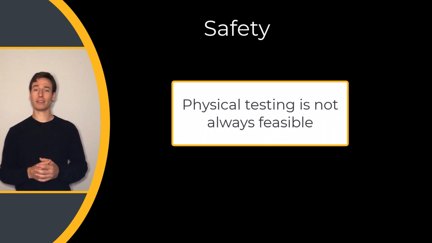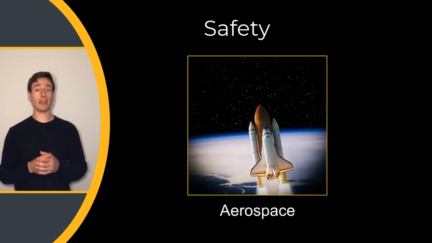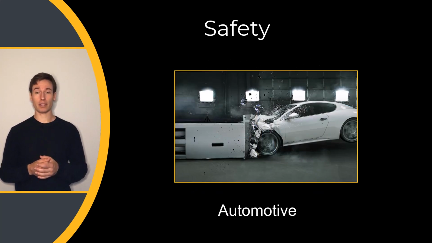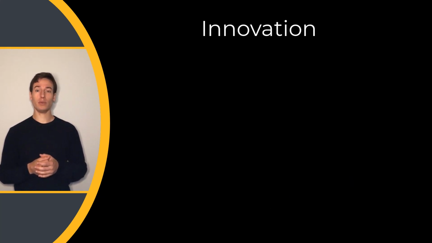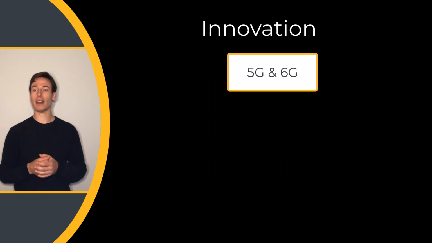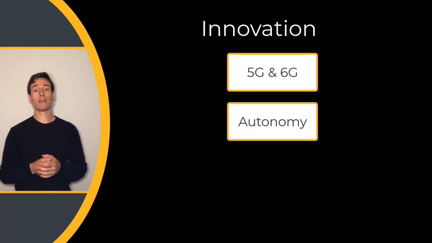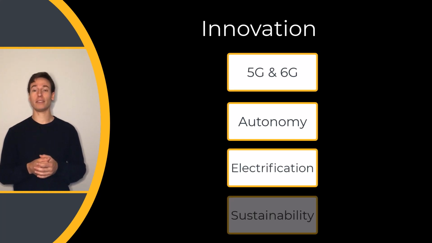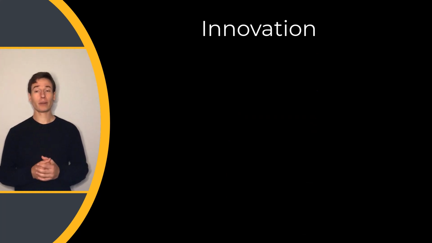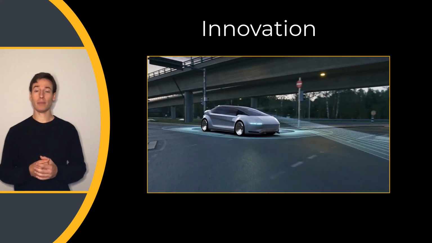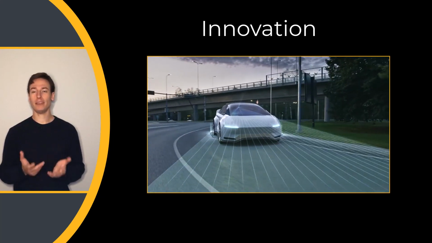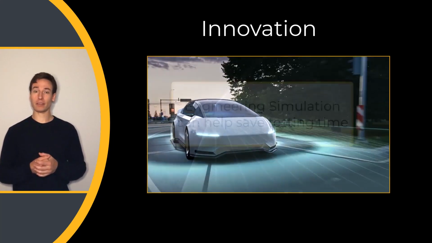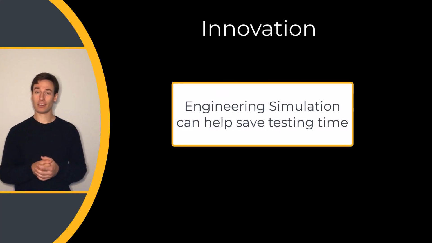Sometimes, physical testing is not possible or feasible, such as in the aerospace industry, automotive industry, and healthcare. Engineering simulation is also used to move innovation forward in areas such as 5G and 6G, autonomy, electrification, and sustainability. For example, think about the amount of time it would take to do physical testing of autonomous vehicles. It would take years to drive the miles needed to get results, whereas with engineering simulation, it can be done in a fraction of the time.